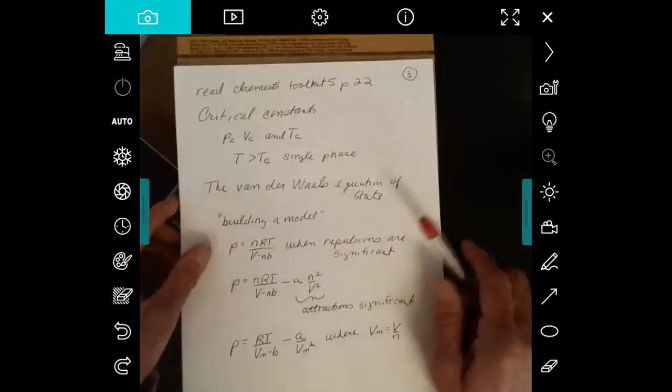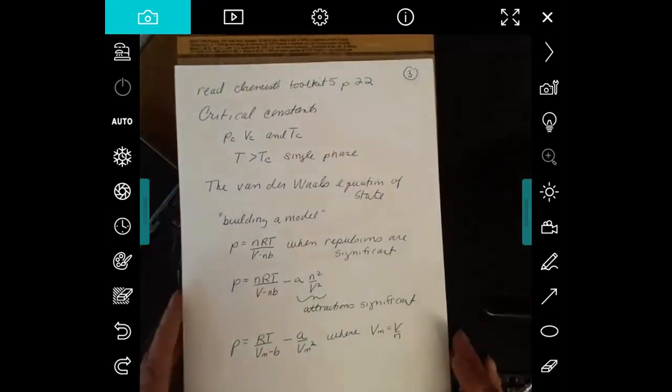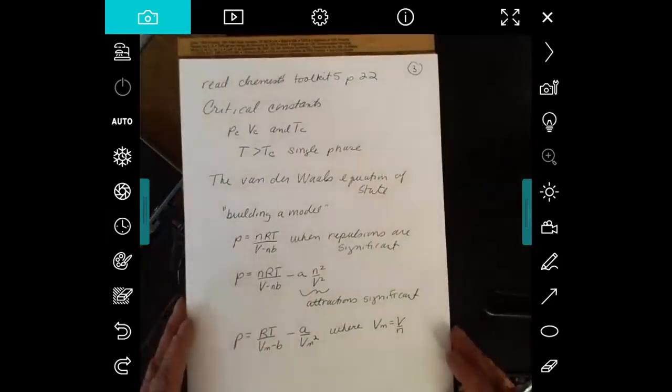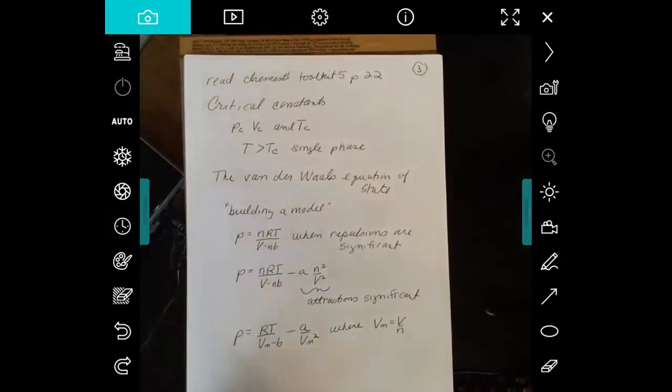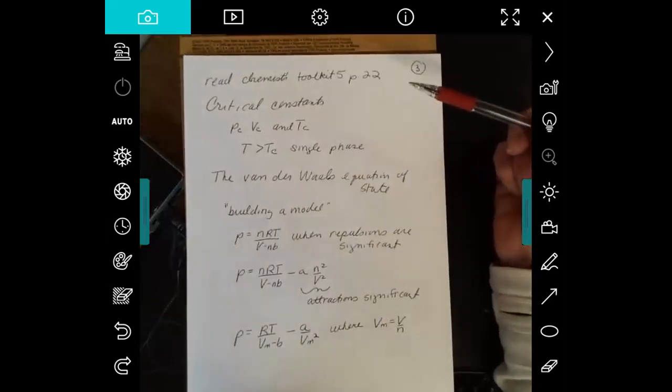So read the Chemist's Toolkit on page 22. It's just about differentiation. So just about what is a derivative so that you can remind yourself from calculus that it's the slope of a line. So I'll let you read that.